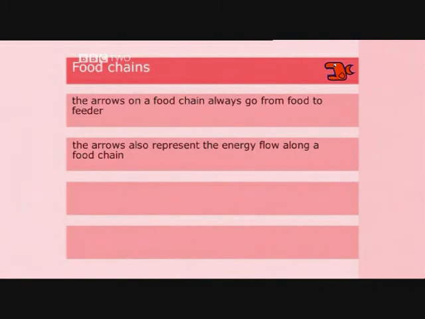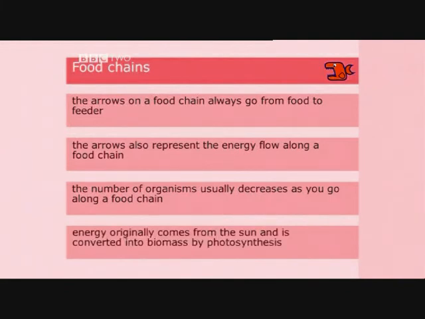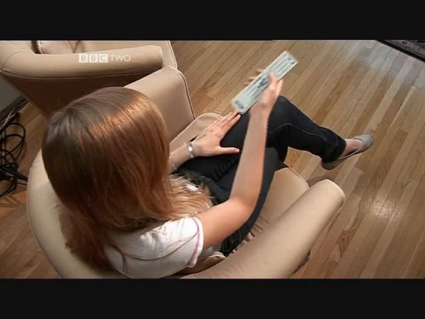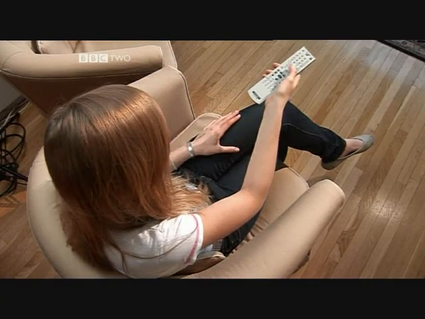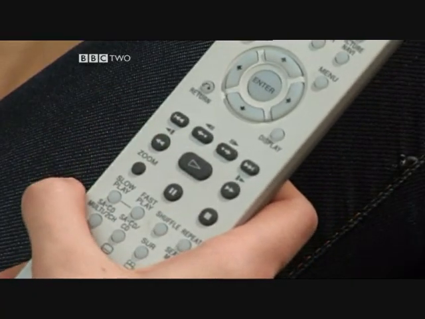Because the energy transfer is very inefficient, the number of organisms it can support decreases as you go along a food chain. The energy in any food chain originally comes from the sun and is converted into biomass or living matter by photosynthesis. To sum up this section, feeding relationships in a particular habitat can be summarized using a food web. Okay, if you weren't sure of anything, rewind the tape and go over the key points again.